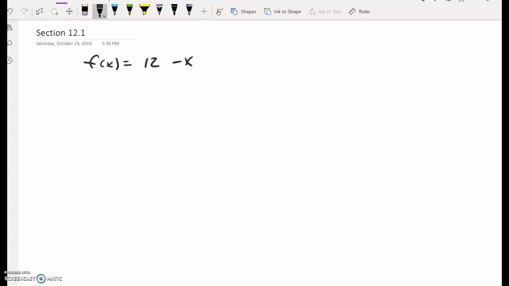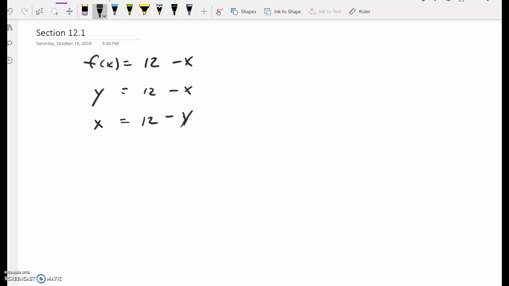And the answer is you do the following steps always. First, replace the function notation with y. Then everywhere you see a y, put an x, and everywhere you see an x, put a y. You're switching the x's and y's, which is the fundamental idea of an inverse.